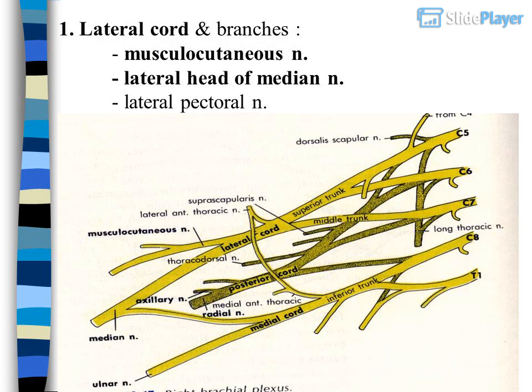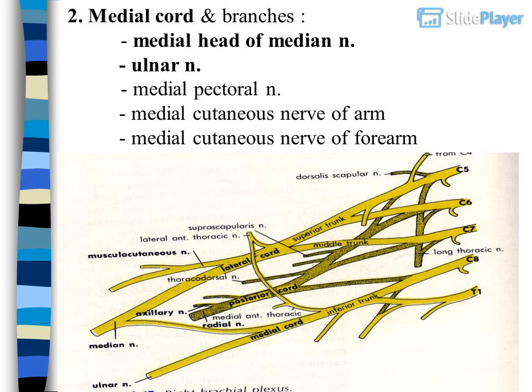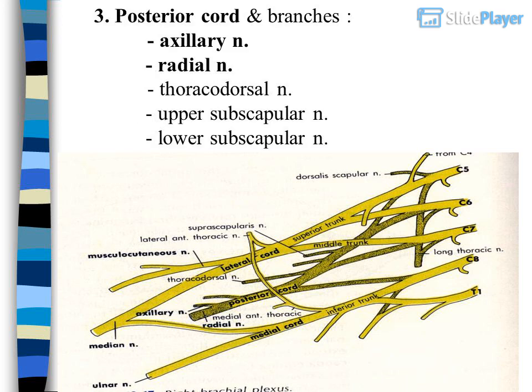1. Lateral cord and branches: musculocutaneous nerve, lateral head of median nerve, lateral pectoral nerve. 2. Medial cord and branches: medial head of median nerve, ulnar nerve, medial pectoral nerve, medial cutaneous nerve of arm, medial cutaneous nerve of forearm. 3. Posterior cord and branches: axillary nerve, radial nerve, thoracodorsal nerve, upper subscapular nerve, lower subscapular nerve.